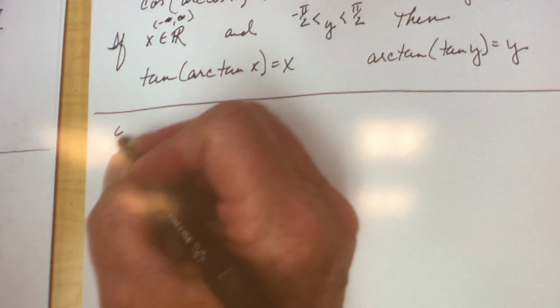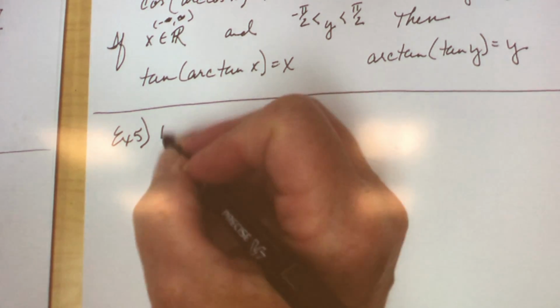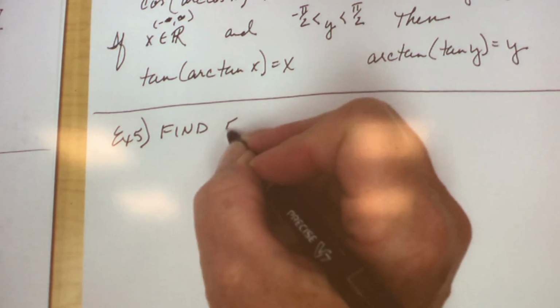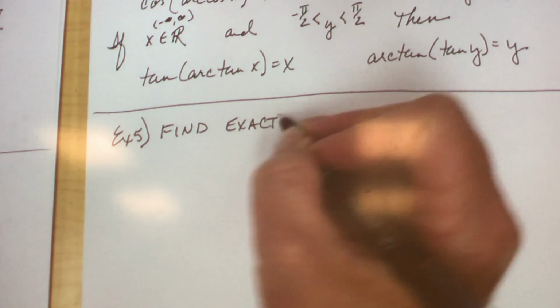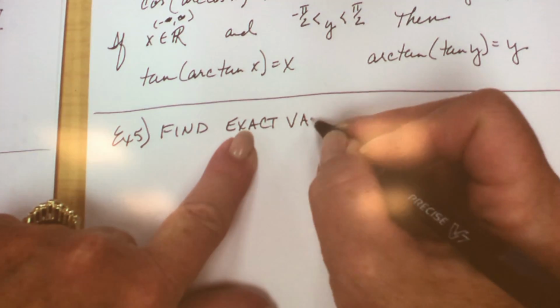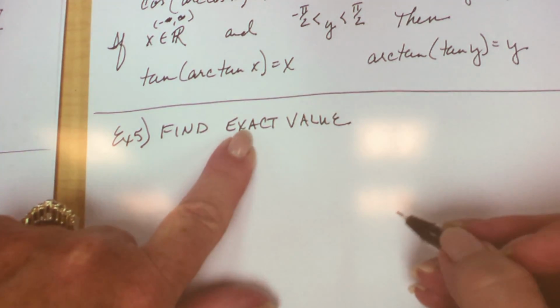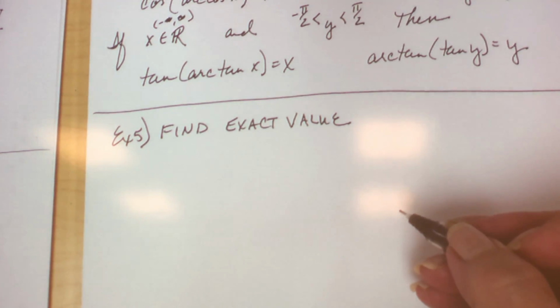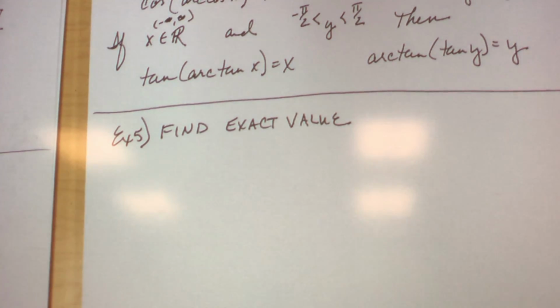So here we go, let's try some problems. Example 5. Find the exact value. What does that word exact mean? No calculator. As soon as you see the word exact, you know that's a clue for you: I don't need to be using a calculator.